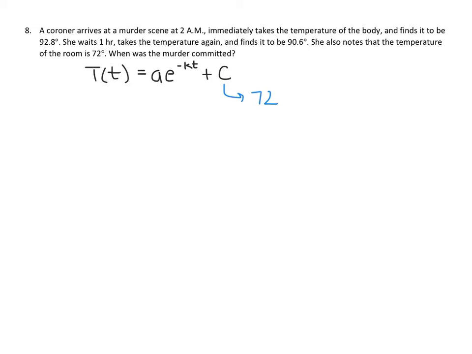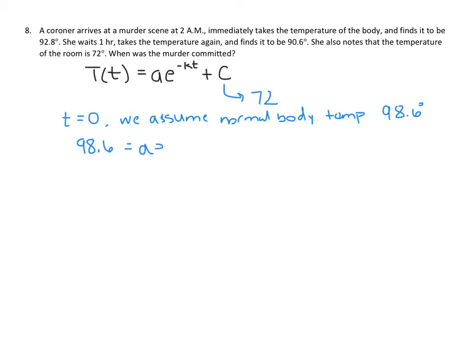To find A, we're going to let t equal 0. And at time t equals 0, we are assuming normal body temperature, 98.6 degrees. So we're going to assume normal body temperature at the time that the murder was committed. So then, setting this equal to 98.6 degrees, we have A times e to the negative k times 0 plus c.